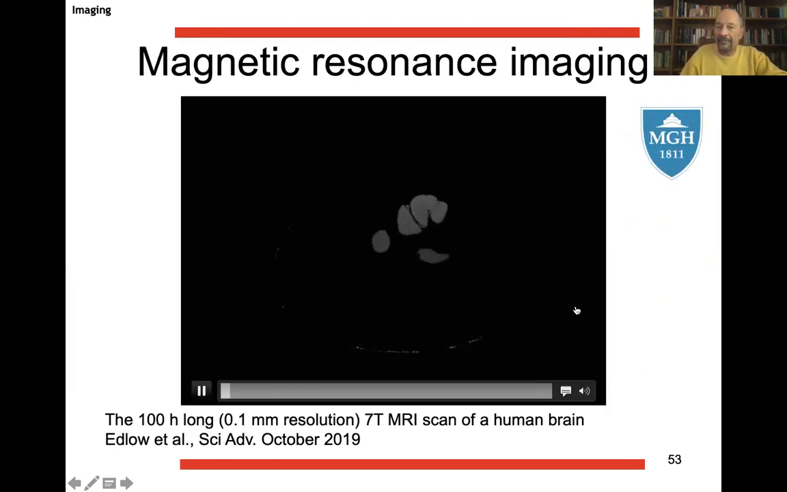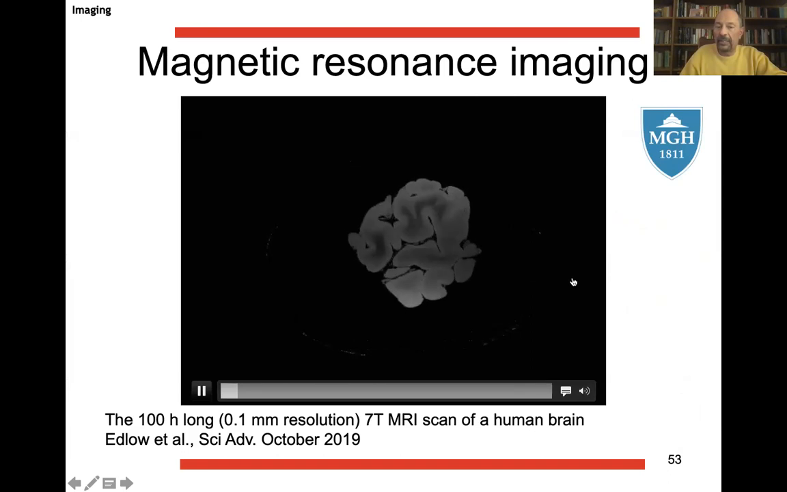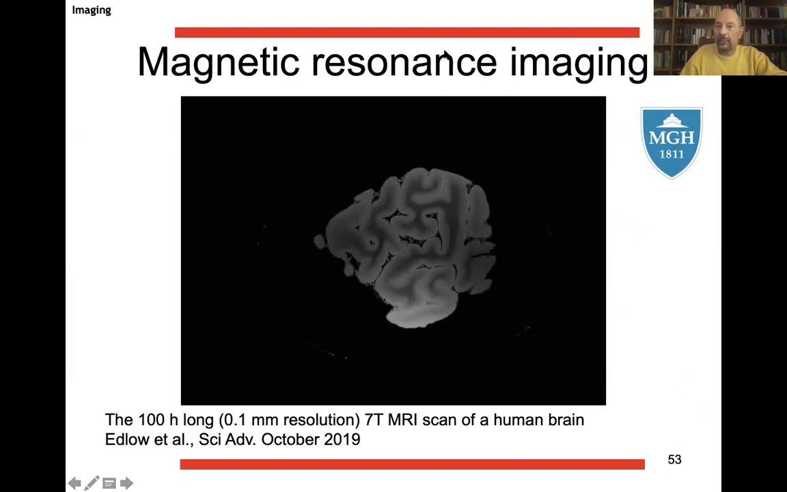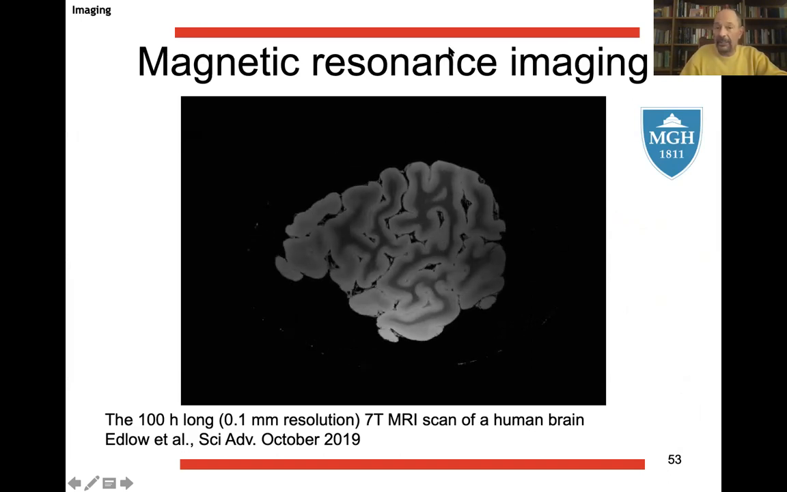Okay, then this is enough for the X-ray imaging. In the next one, we will see non-ionizing radiation imaging.